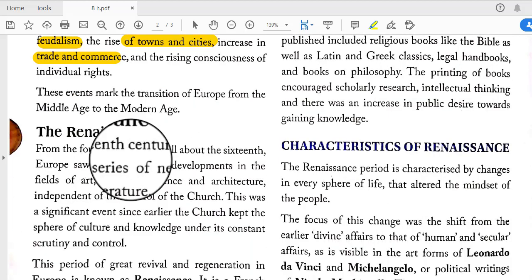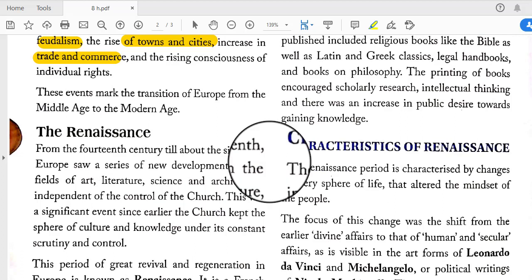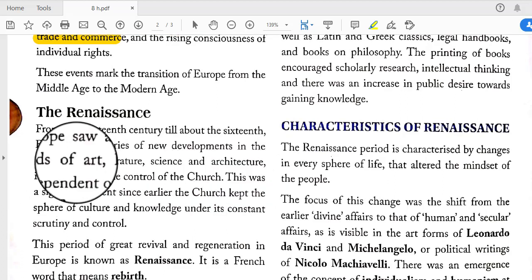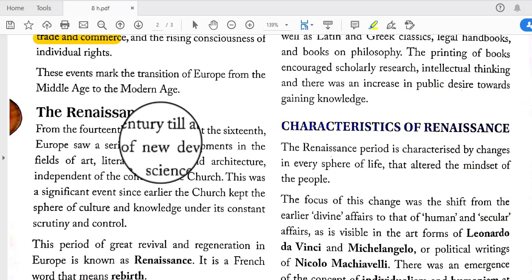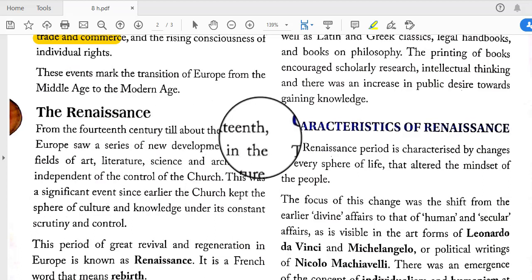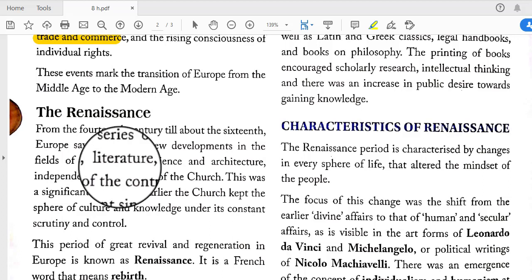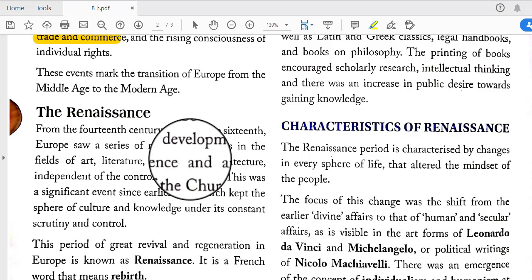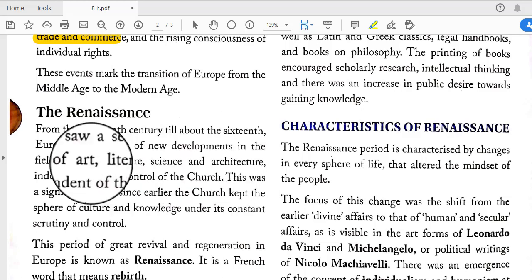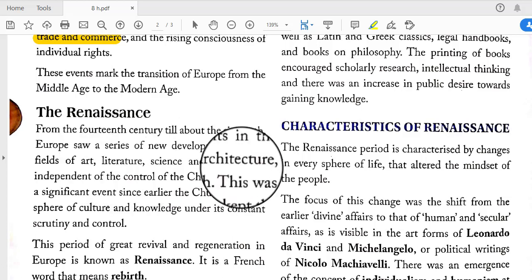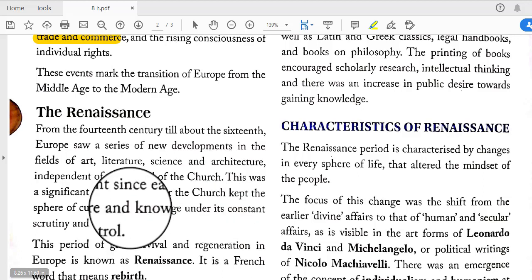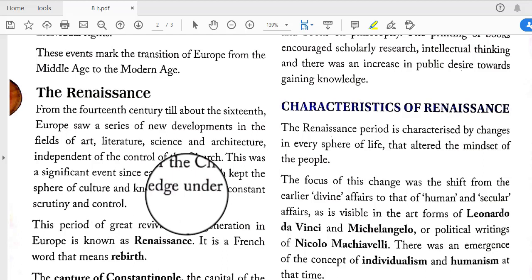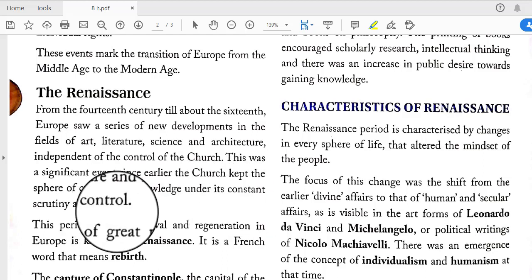The Renaissance. From the 14th century till about the 16th, Europe saw a series of new developments in the fields of art, literature, science and architecture. This was a significant event since earlier the church kept the sphere of culture and knowledge under its constant scrutiny and control.